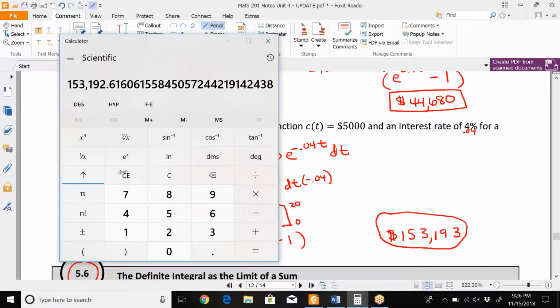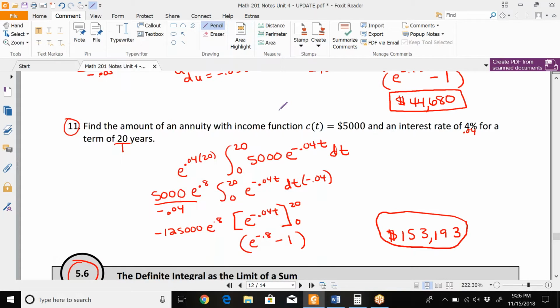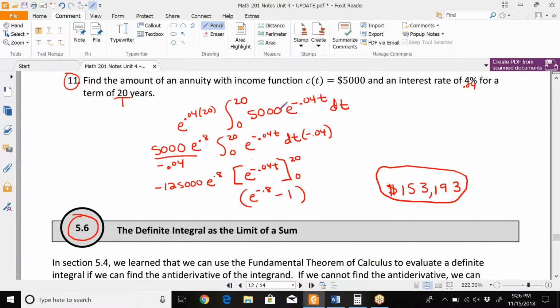And you let it sit for 5 extra years this time. So notice you did 20 years and you deposited $5,000 every year. That's 100,000. That means this time you earned $53,193 in interest. So see, that's the power of compound interest. The longer it sits, the bigger the gaps get.